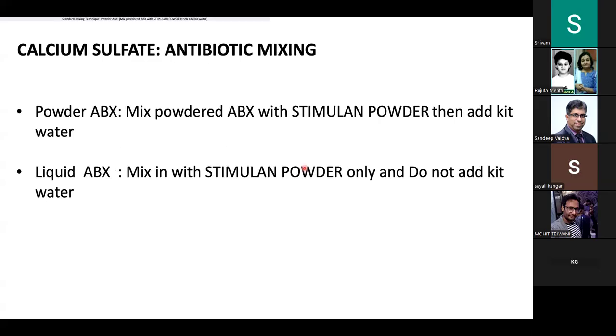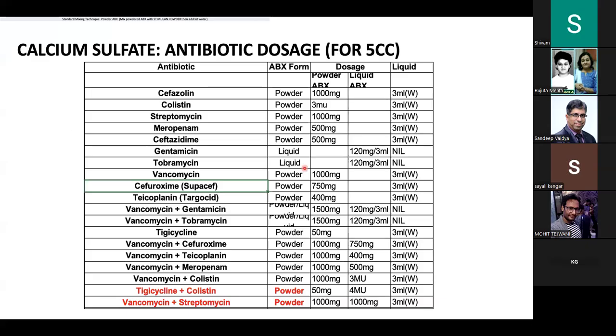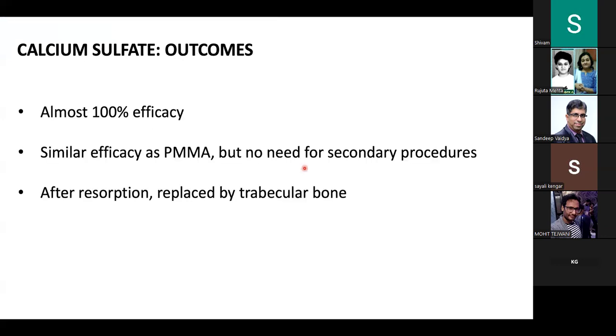Again, how do you prepare calcium sulfate antibiotic granules? If it is a powder antibiotic, you have to mix the powder with Stimulan powder and then add the kit water. However, if it is a liquid antibiotic, then you have to substitute your kit water with the liquid antibiotic. So in that case, you don't need to use the kit water. You can use liquid antibiotic. This is a PDF which is available on the Stimulan website itself, and it gives the range of antibiotics that you can use, and you can refer to this before you're going in for surgery.